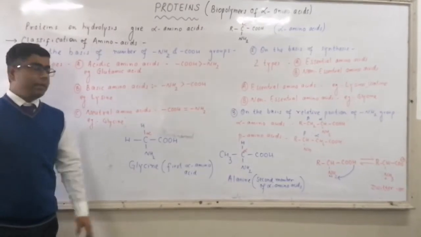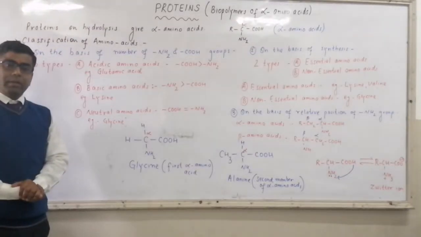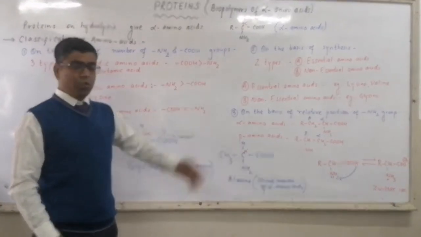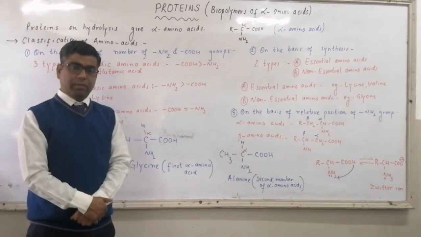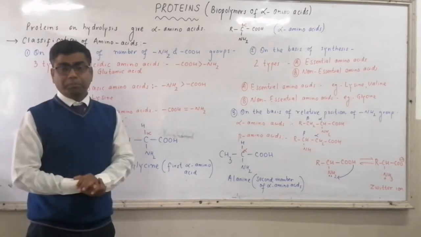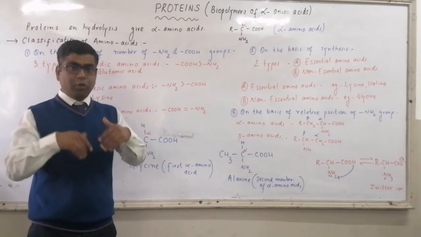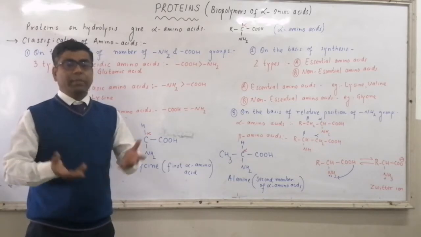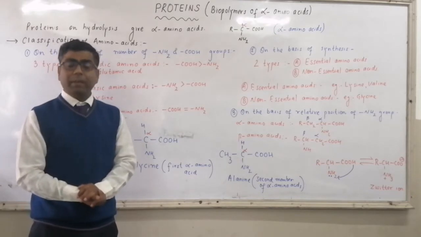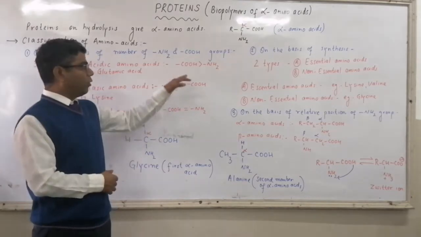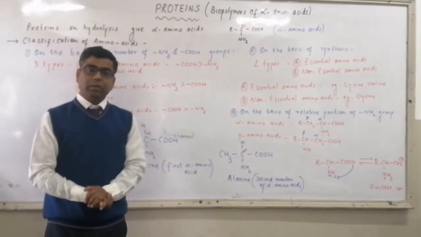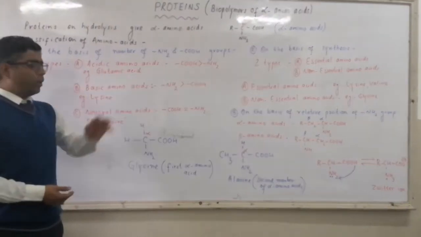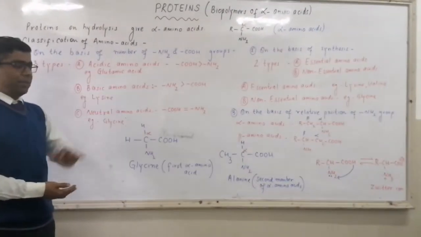Acidic amino acid. When number of C double bond OH group is more than NH2 group, then acidic group will be more than basic group. COOH group exhibits acidic property, NH2 group exhibits basic property. So as the number of COOH group is more than NH2 group, amino acid will exhibit acidic property, and that's why these are called acidic amino acids. Example is glutamic acid.